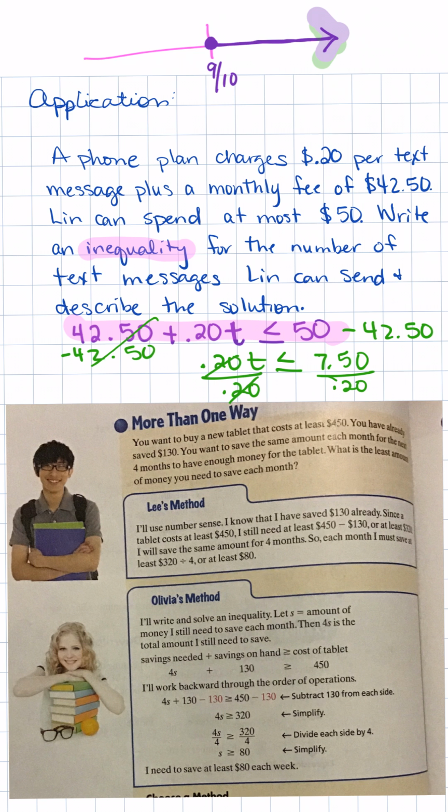Well, you can't send a half of a text. It's either a full or not. So the answer is 37 texts. Okay. So this equation plus 37 texts. So there are more than one way to solve some of these things.